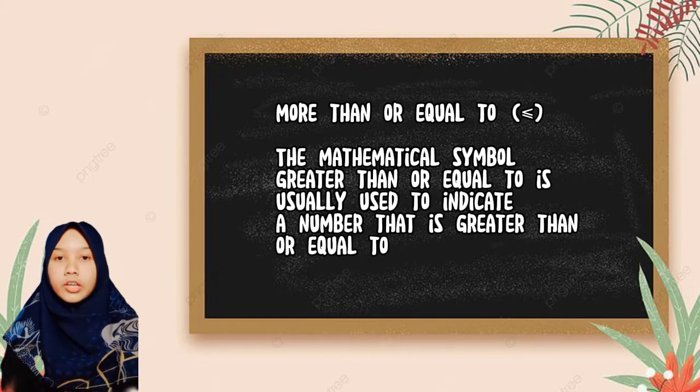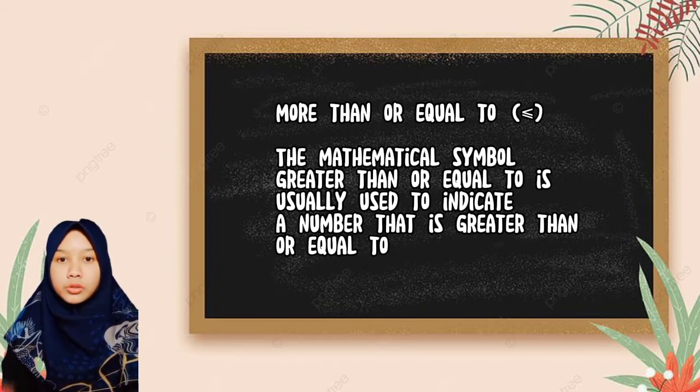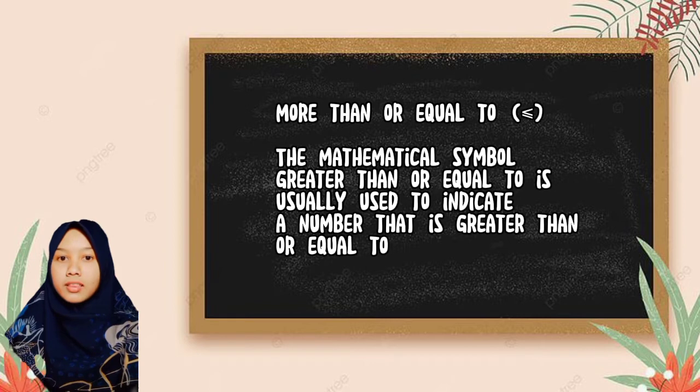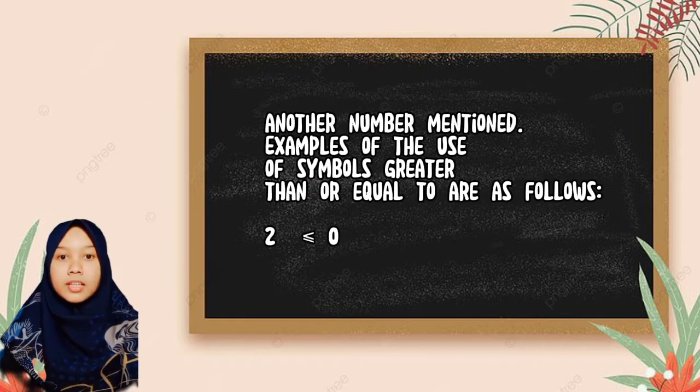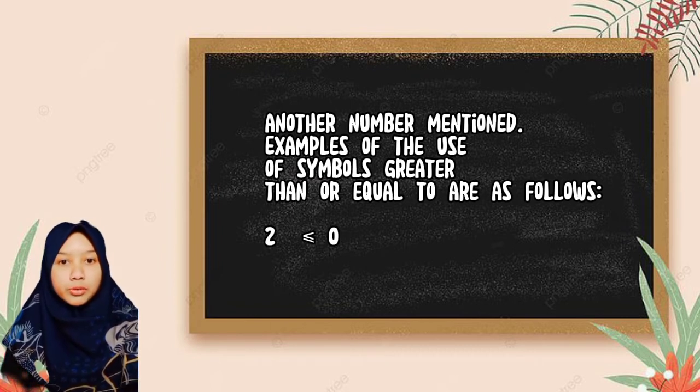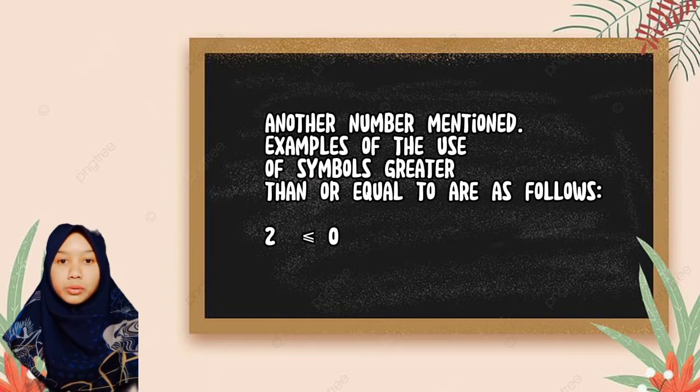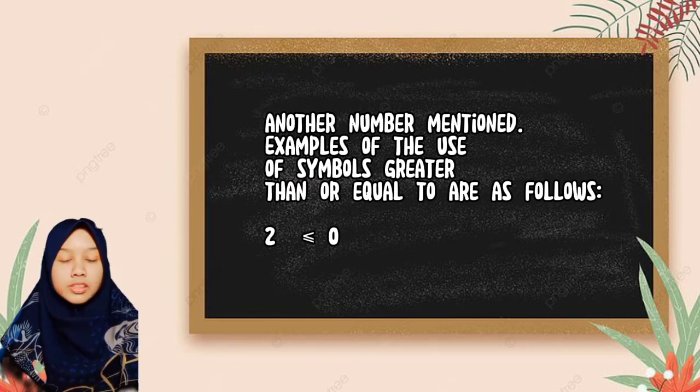More than or equal to. The mathematical symbol greater than or equal to is usually used to indicate a number that is greater than or equal to another number mentioned. An example of the use of the symbol greater than or equal to is as follows: 2 greater than or equal to 0.